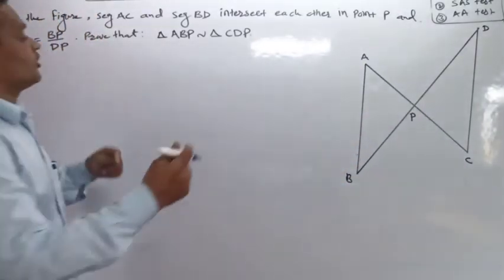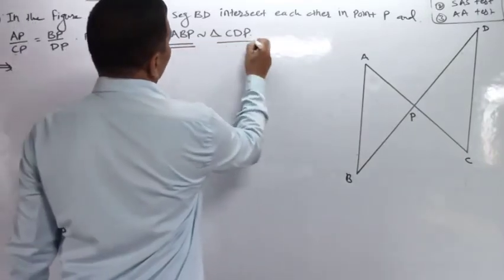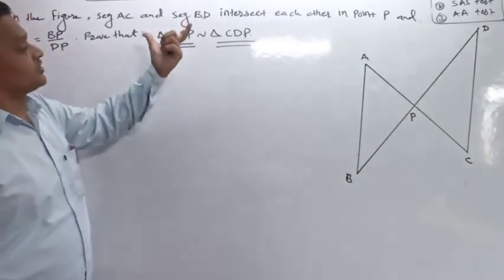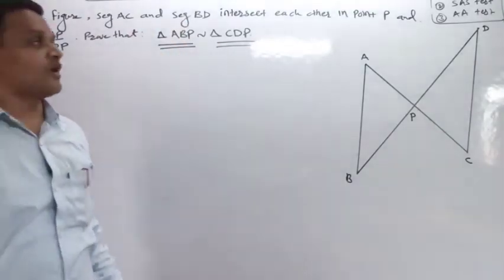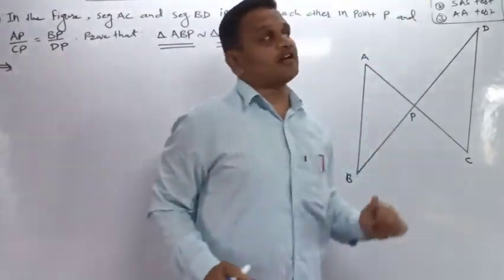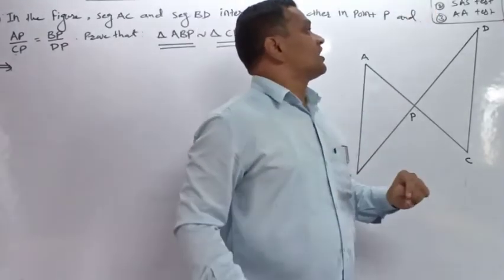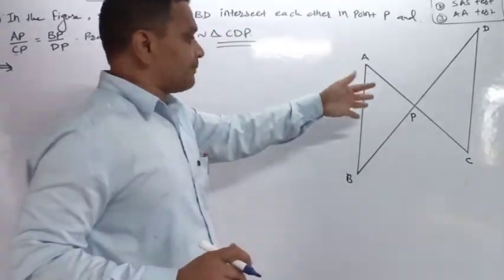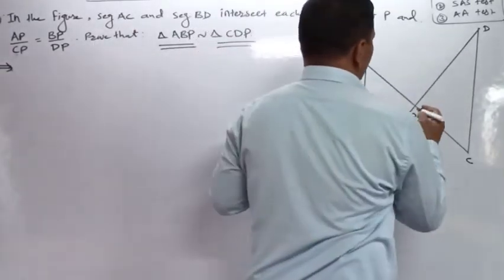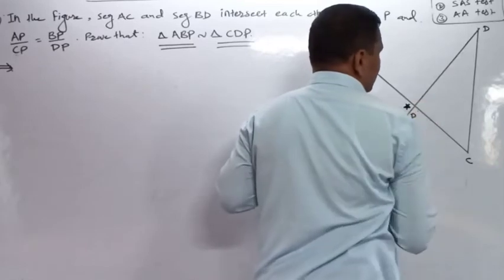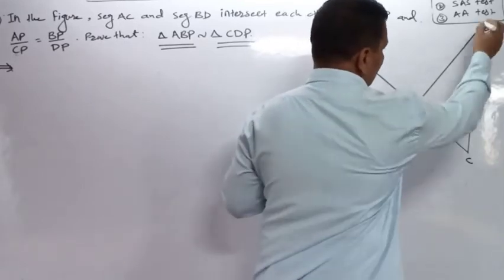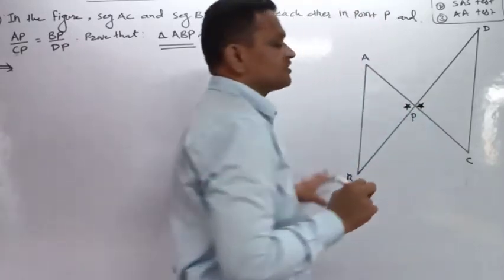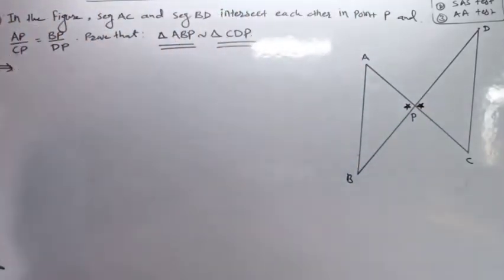Right. We want to prove that triangle ABP is similar to triangle CDP. To prove similarity of two triangles, we have three tests: SSS test, SAS test, and AA test. Now, in triangle APC and triangle DPC, angle APC is congruent to angle DPC. Why? Because they are vertically opposite angles.